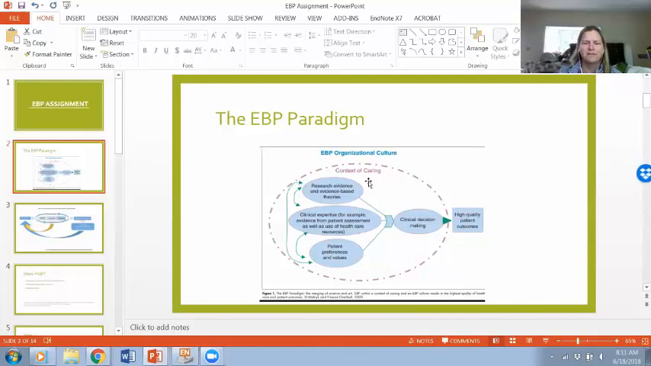It really is looking at how we can deliver high-quality patient outcomes. And this is done through research and evidence, clinical expertise, and patient preferences and values.